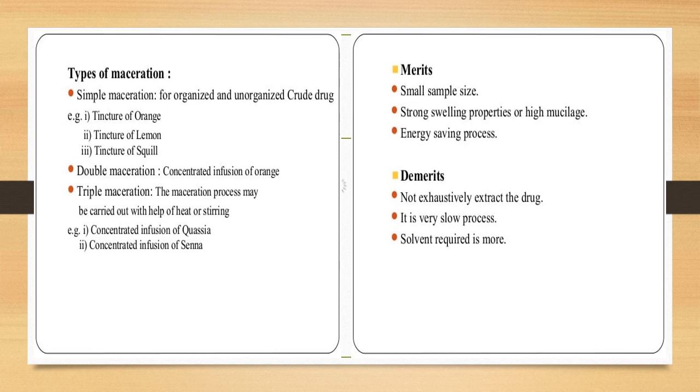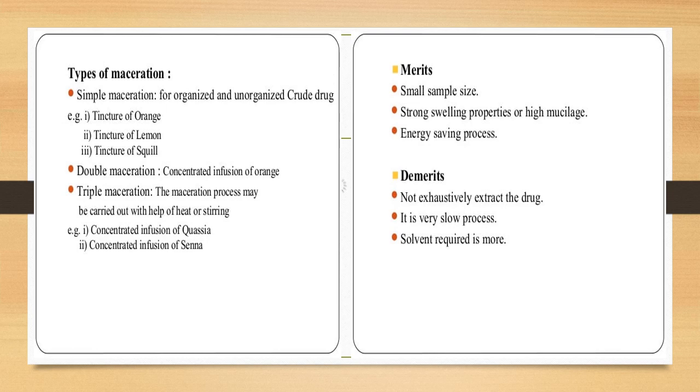Types of maceration. There are 3 types of maceration: simple maceration, double maceration, and triple maceration. Simple maceration is used for organized and unorganized crude drugs. Example: tincture of orange, lemon, squill. Double maceration is used for concentrated infusions. Triple maceration is a process that may be carried out with the help of heat or stirring. Example: concentrated infusion of senna.